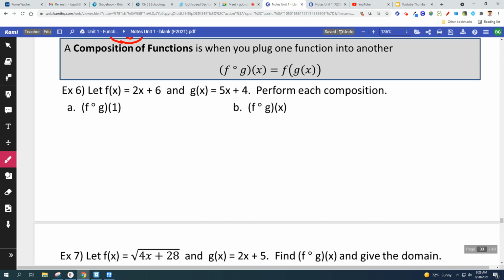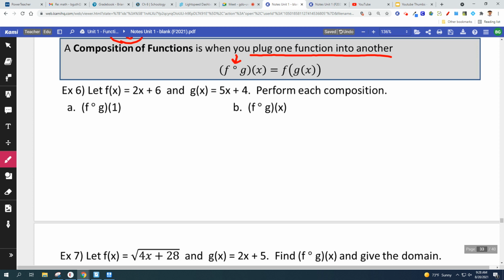Next, we look at composition of functions. And this one gets kind of difficult, especially when you're talking about the domain, I think. But a composition of functions means you plug one function into another. And notice the symbology. You've got this little o symbol. Don't get that confused with multiplication. That's not multiplication. Composition means you plug a function into a function.